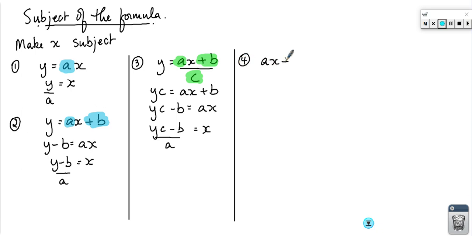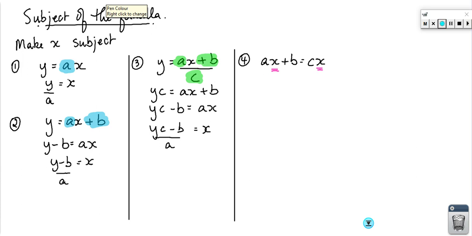ax plus b equals cx. And we need to make x subject of the formula. Now we have got a problem. Our problem is that we've got an x here and an x there. So when we have more than one of that subject, first step, we need to place all the terms with that subject on one side of the equation.